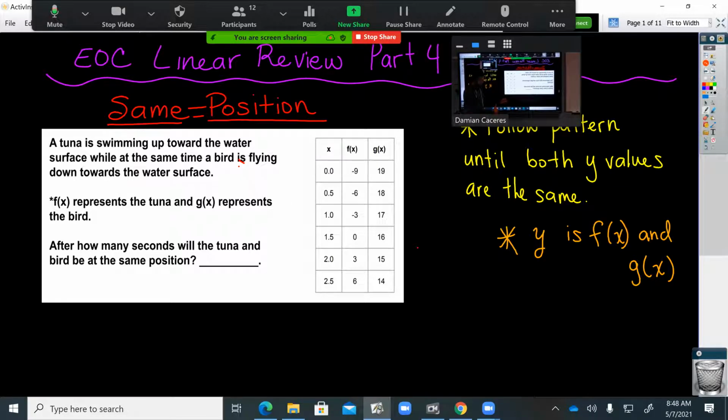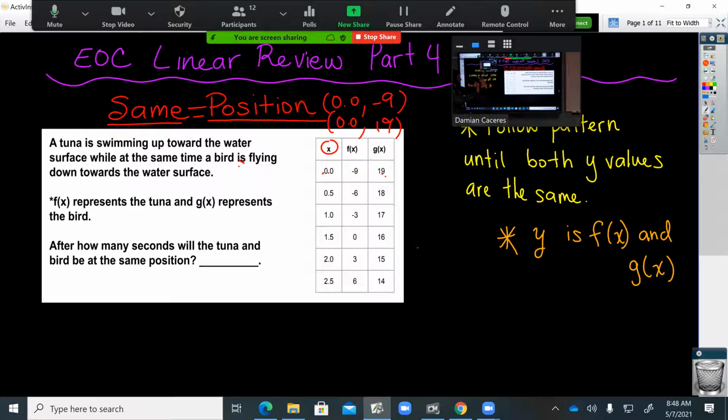Before I show you what to do, which is extend this table, let's look at the patterns here. This X value belongs to both sides. The first point for the F equation is 0, comma, negative 9. What's the first point for the G? 0, comma, 19. So that's where you get points from a table. This is your X, this is your Y for the F. This is your X, this is your Y for the G.